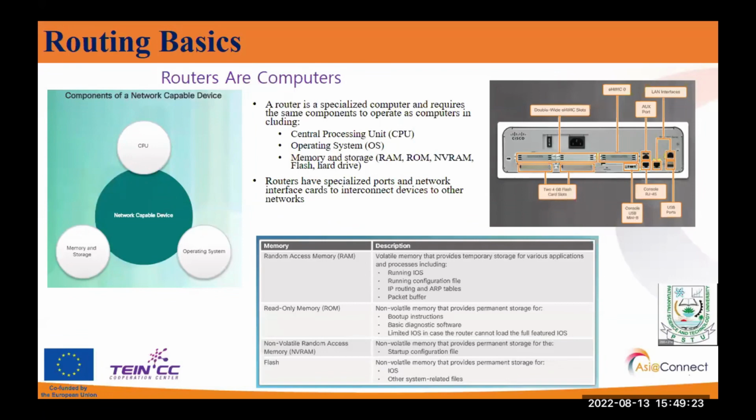Routers also have specialized ports and network interface cards to interconnect devices to other networks. A laptop or desktop has only a few ports, but routers have different kinds of ports. A LAN interface is also in a desktop PC, but console cable, console USB port, serial cable, SFP, and different kinds of ports nowadays are available to connect different kinds of networking devices.